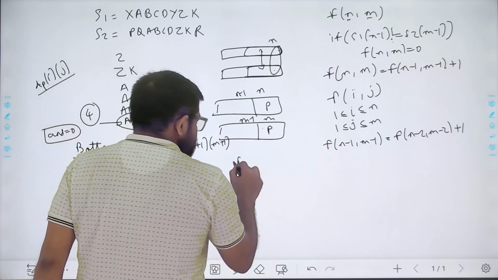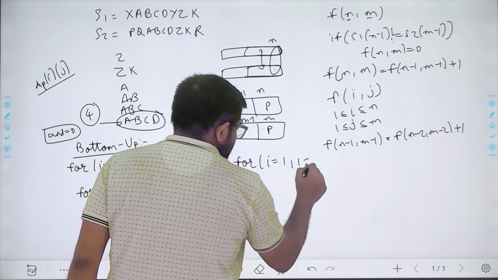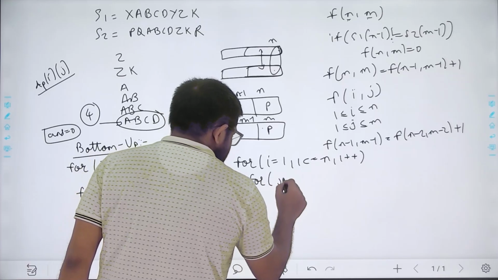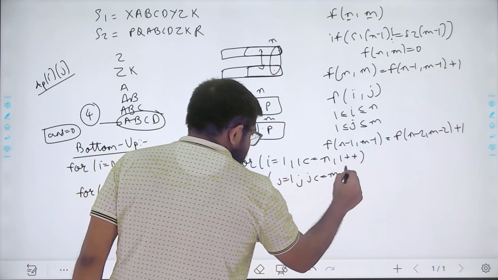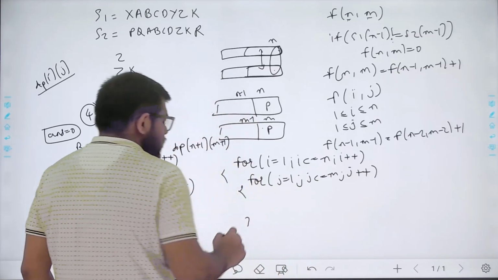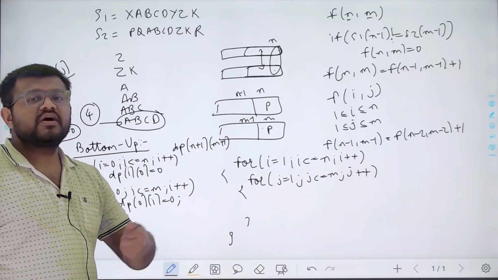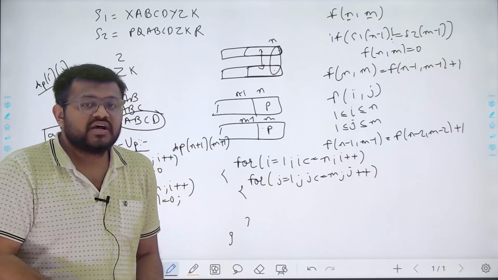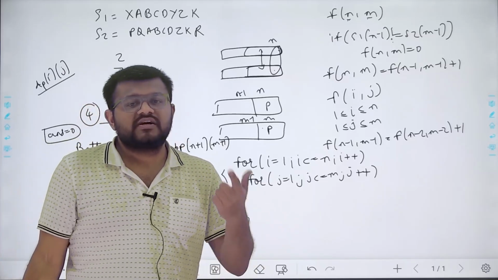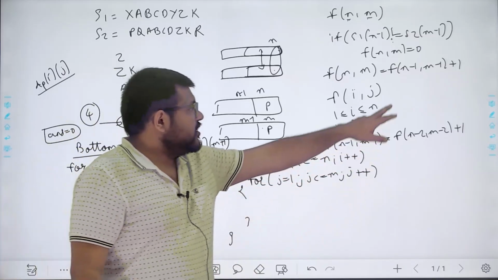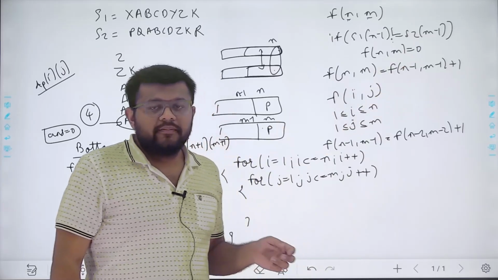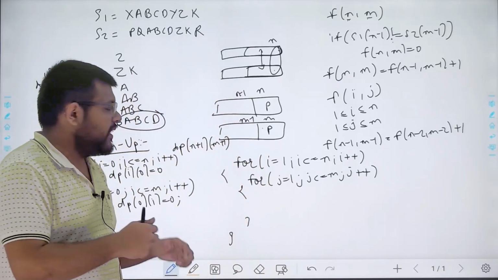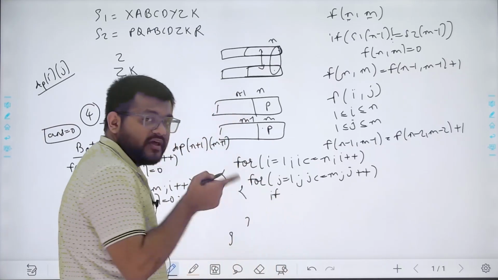Now let me fill the other values. So for i equals 1, i less than or equal to n, i plus plus, for j equals 1, j less than or equal to m, j plus plus. Now here I want to calculate dp of i, j, which means the length of the longest common substring ending at the ith position of the first string and the jth position of the second string. So what will I check? I will check whether the ith character of the first string and the jth character of the second string are the same or not. If they are the same, then I will use this formula. If they are different, then the answer would be 0, because if the ith character and the jth character are different, then there can be no common substring ending at those two indexes, right?